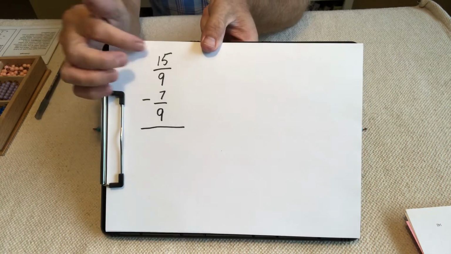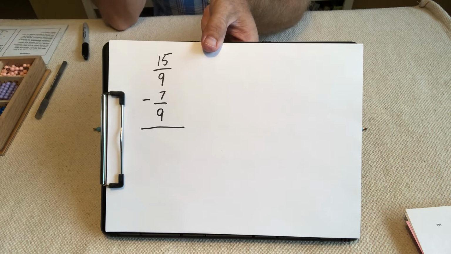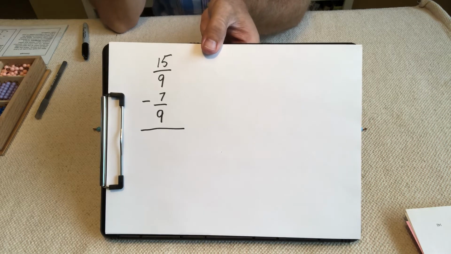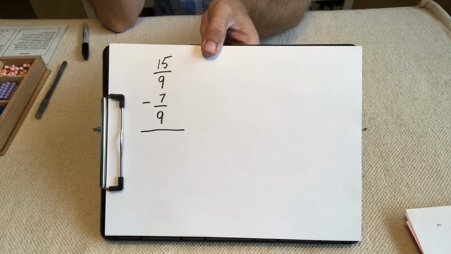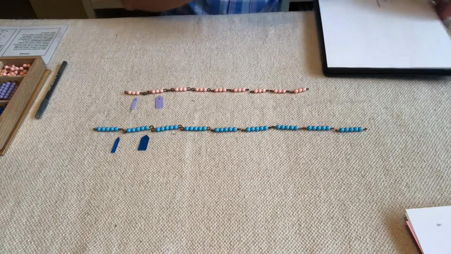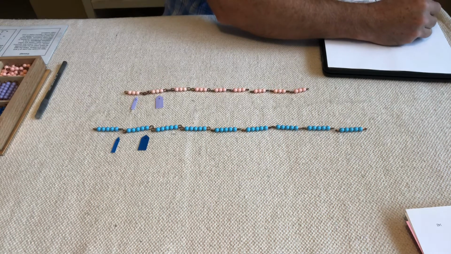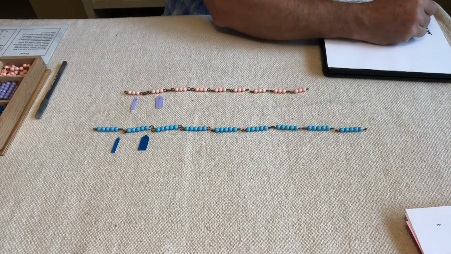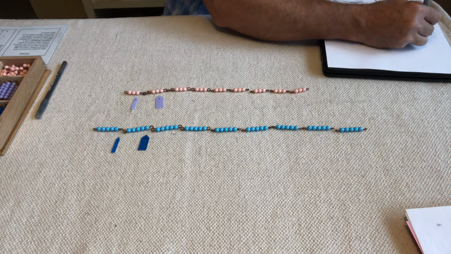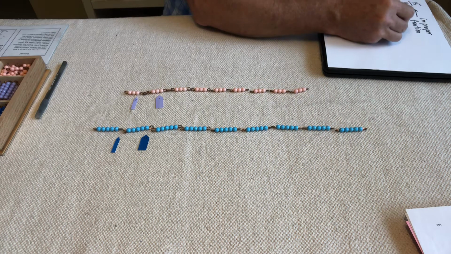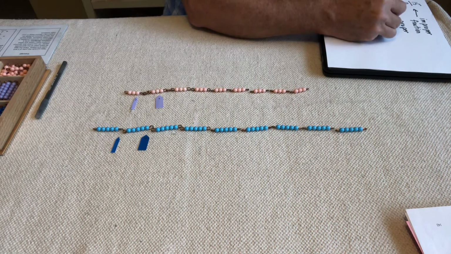And you thought to yourself, it's kind of weird. I don't ever remember seeing a big number like that on the top and then a small number like that on the bottom. Well, because it has a special name, and you need to remember the name, it's called an improper fraction. So let's write that down. So 15 ninths is an improper fraction. And 7 ninths is a proper fraction.